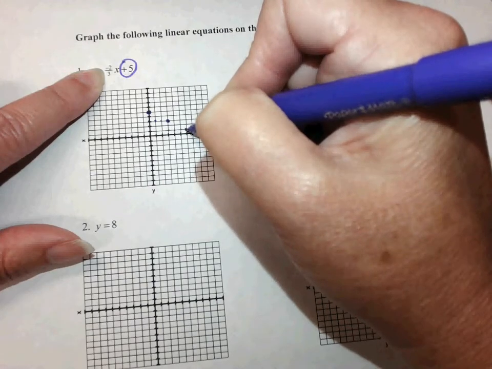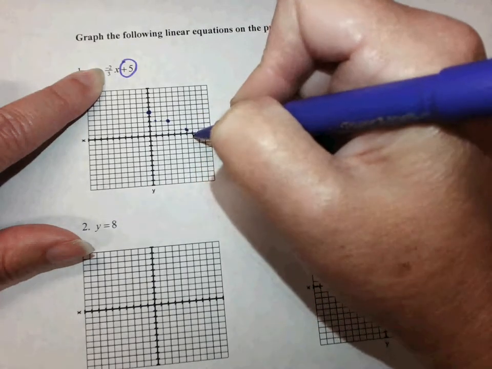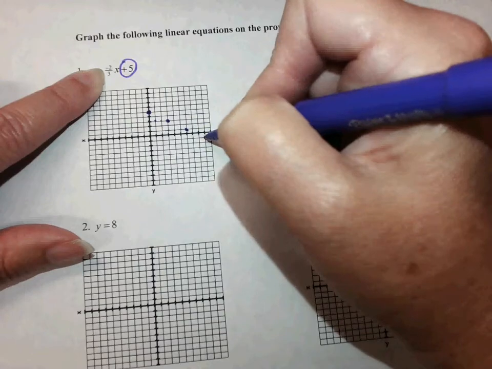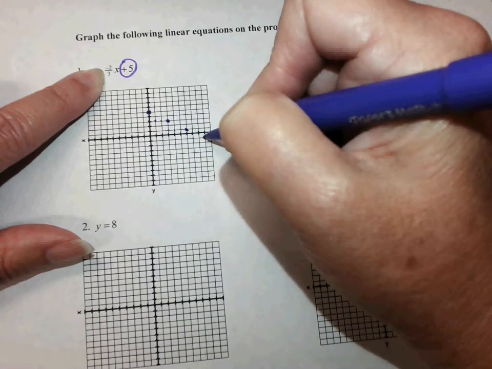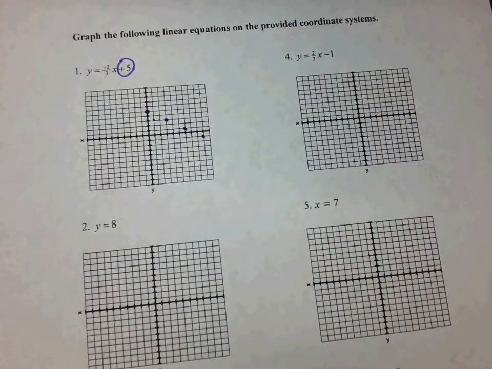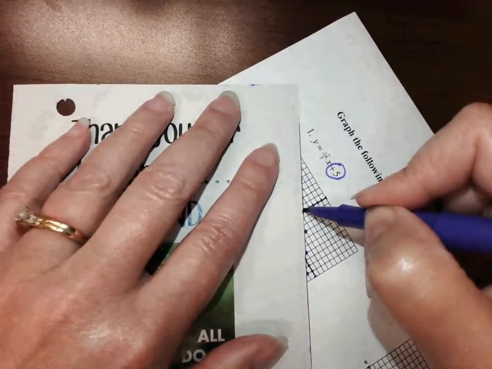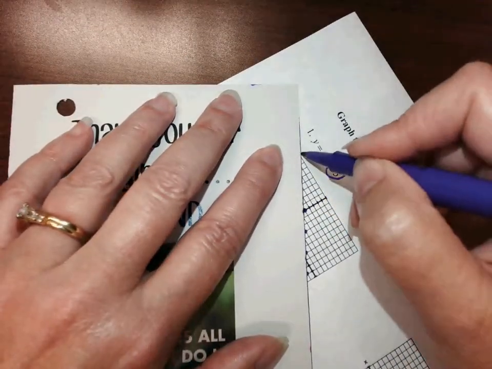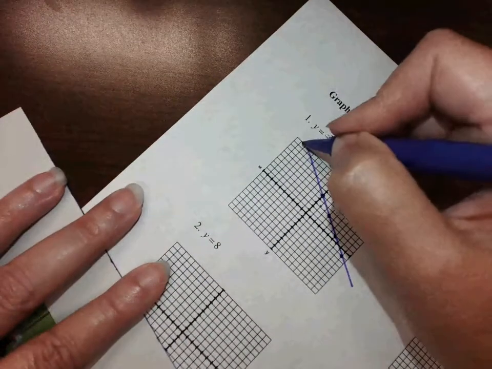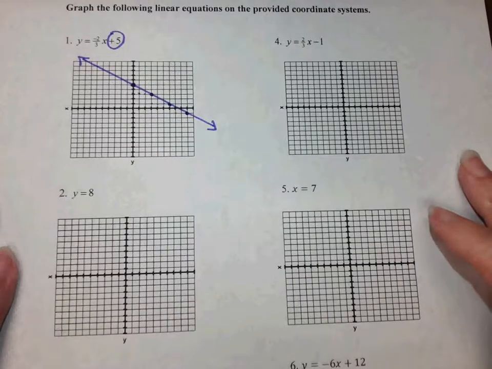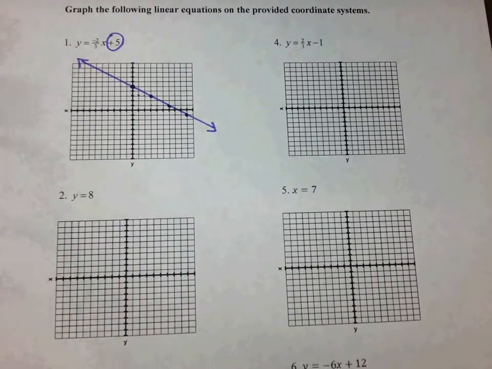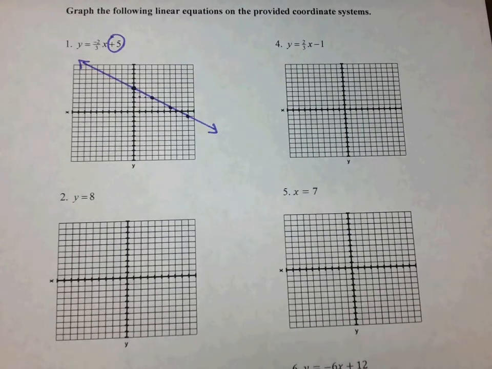1, 2, 3. Down 2, and run 3. 1, 2, 3. And you can see those are falling on a straight line. There's my line. Fast graph. Much quicker than doing input and output and plotting all those coordinate pairs.